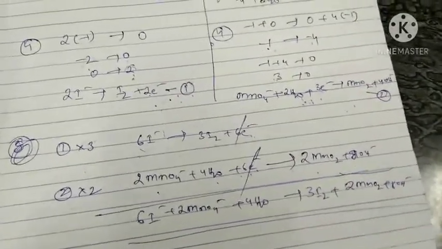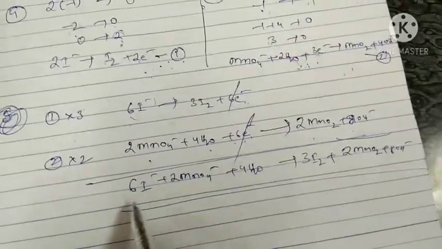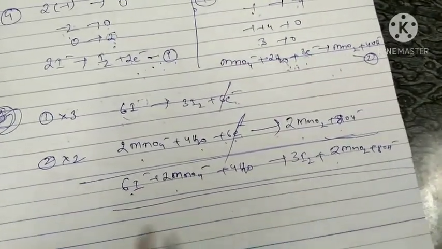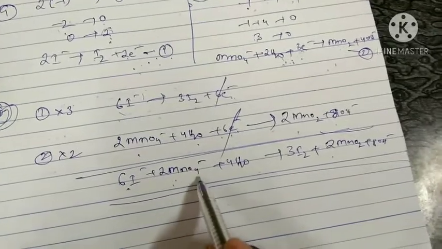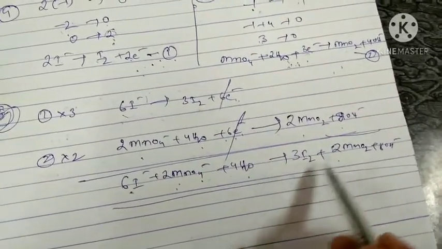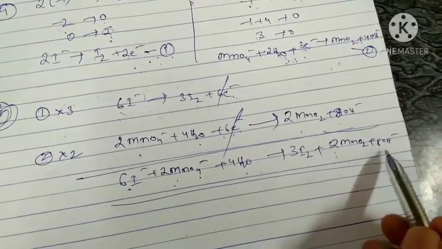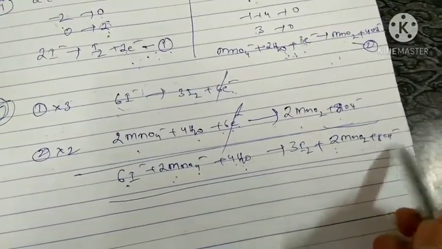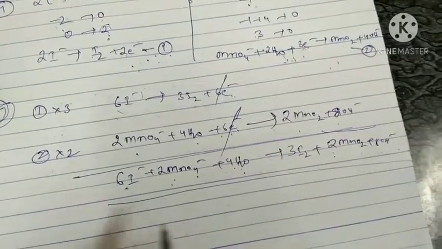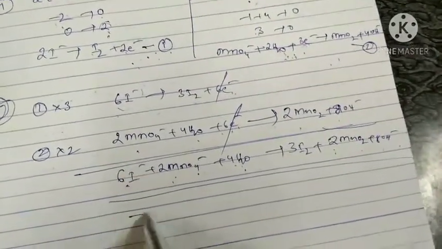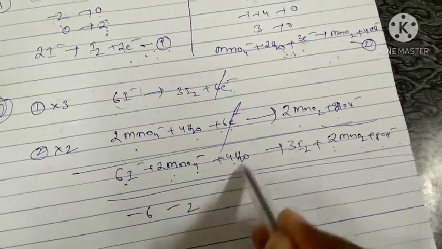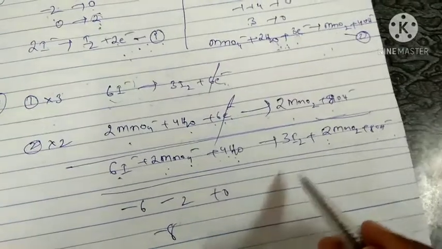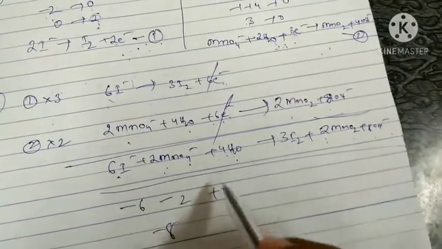We should check whether it is correct or not. How to check? 6 iodines are balanced. 2 manganese atoms are also balanced. Oxygens: 2 4s are 8, 8 plus 4 is 12. Here 2 2s are 4, 4 plus 8 is 12. Oxygen atoms are also balanced. Hydrogens: 4 2s are 8, 8. Hydrogens are also balanced. Next, charges should also be balanced. Here the charges are minus 6, minus 2, plus 0. That means the left side is how much? Minus 8. The right side should also be minus 8. Then only this will be right.